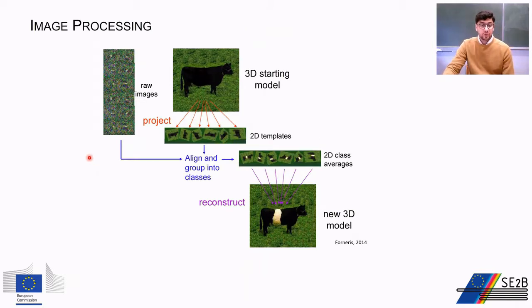In this slide, I will talk about image processing. So from the raw images, you collect images something like this. From these raw images, you sum up the particles on top of each other to get 2D templates. From these 2D templates, you can generate a 3D initial model, and you can also align and group these 2D classes into 2D averages, which show better features of the particles. As you can see in this picture, it looks like the original one. And afterwards, you can reconstruct the 3D model from 2D classes.